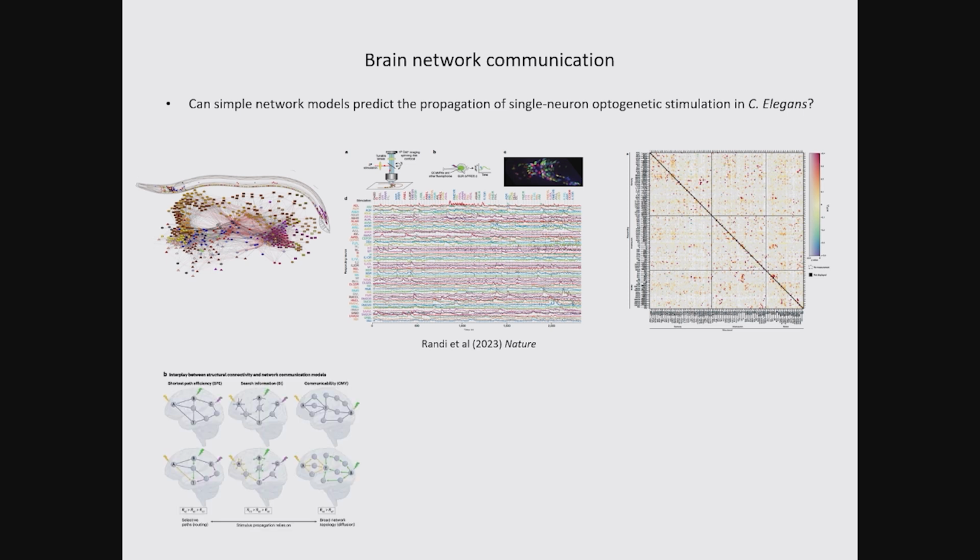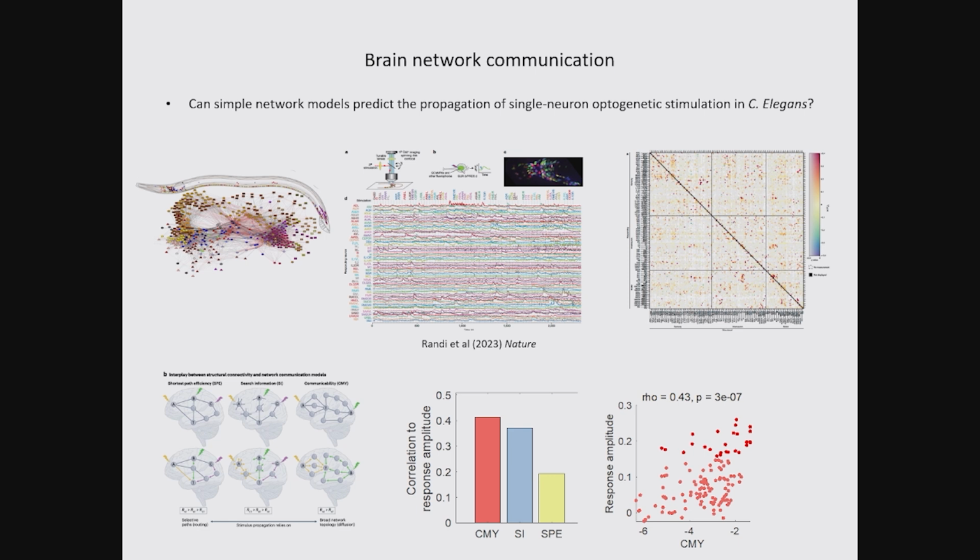So we got together with these guys and we asked, okay, can we use the same models, now computed on the C. elegans connectome, which is a bona fide connectome where we actually know how everything is connected, to predict this stimulus propagation? And it turns out we can. This result is just from last week, but I'm so happy about that. I didn't know if it was going to work.